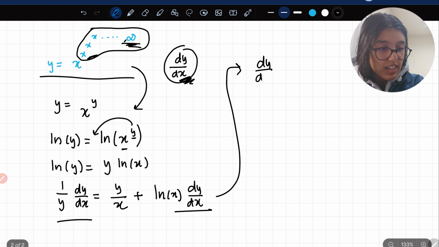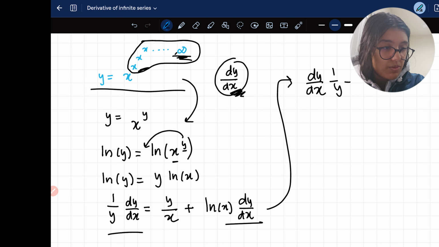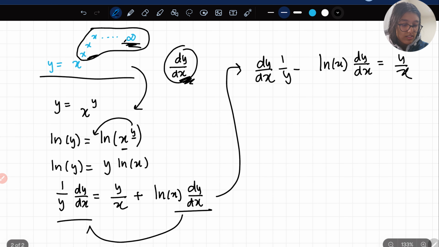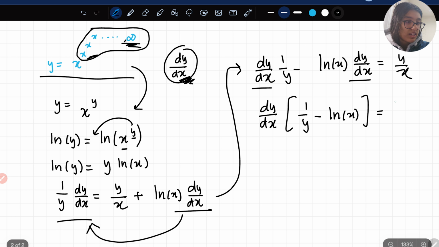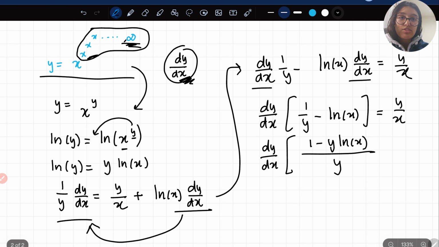So dy over dx, 1 over y, minus natural log of x times dy over dx, and that's equal to y over x. So I just took this to the other side. Taking dy over dx out from both terms, we are left with 1 over y minus natural log of x. The right side stays the exact same, so we have y over x. And now let us simplify the left side. So the left side is 1 minus y natural log of x over y. I just took the same denominator. Right side, once again, that stays the same. We have dy over dx.